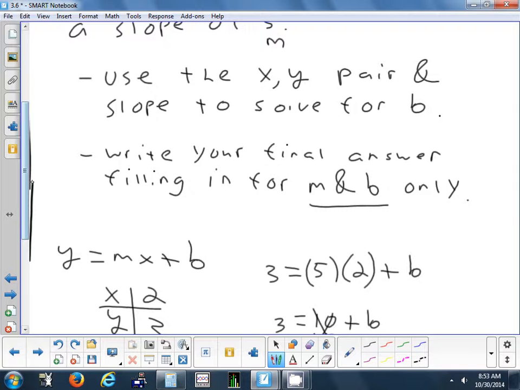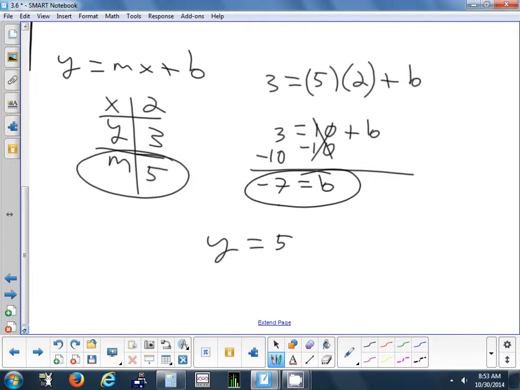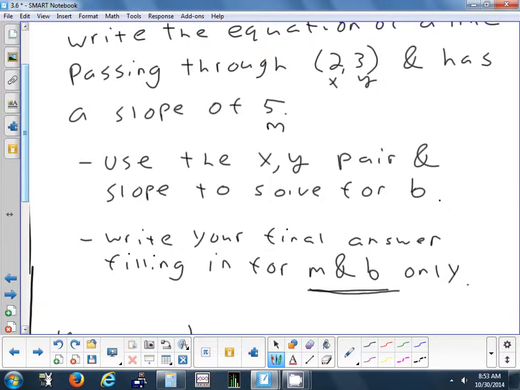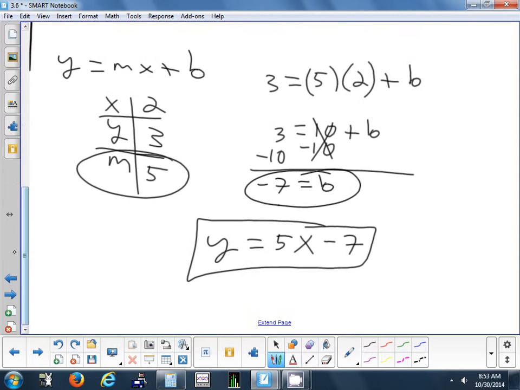So let's go back and look at it. So write your final answer filling in M and B only. Yeah. Y equals 5x minus 7. Yes. So your final answer should have an X and a Y in it. And that's perfect. Okay, so that's the equation of the line that would have a slope of 5, and it would go right through the point 2, 3. In fact, it's the only line that has a slope of 5 and goes through the point 2, 3. Okay, any questions on that?